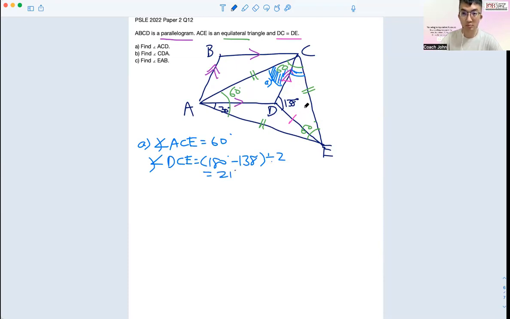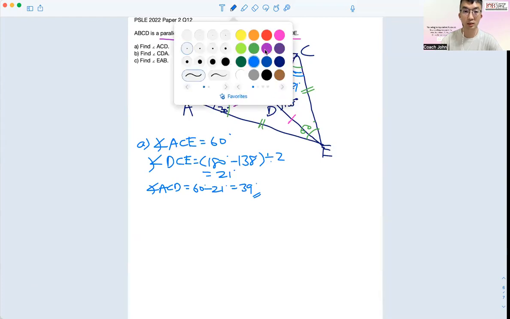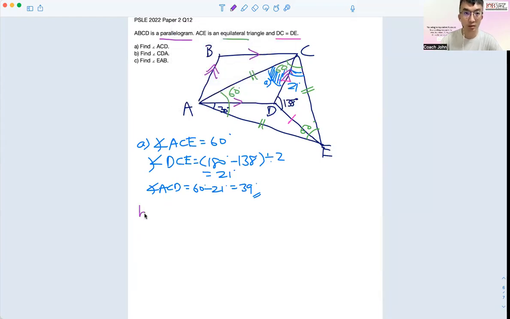And then as discussed just now, once you have 21 degrees here, you can just take 60 degrees minus 21 to give you the answer that you want. Okay, that's it. So again, no rocket science here. It's just making use of the information that they gave you. All right, so what about B? CDA will be over here.